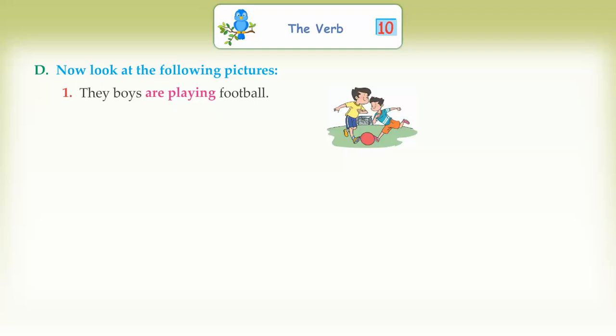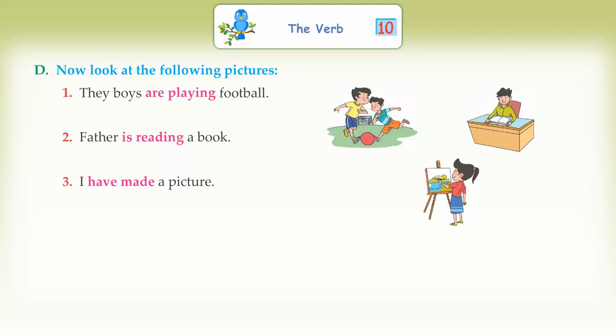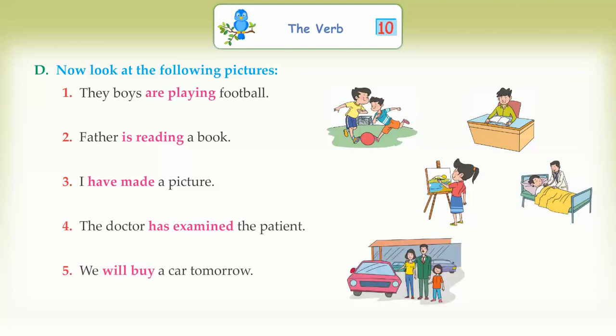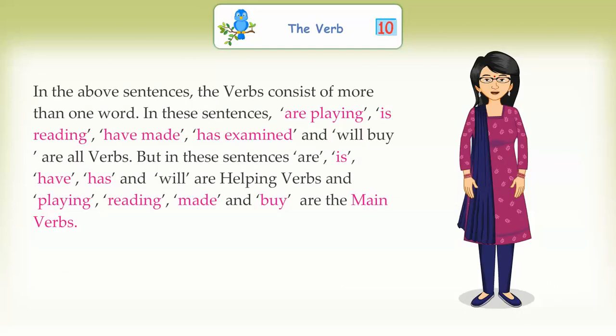The boys are playing football. Father is reading a book. I have made a picture. The doctor has examined the patient. We will buy a car tomorrow. In the above sentences, the verbs consist of more than one word.